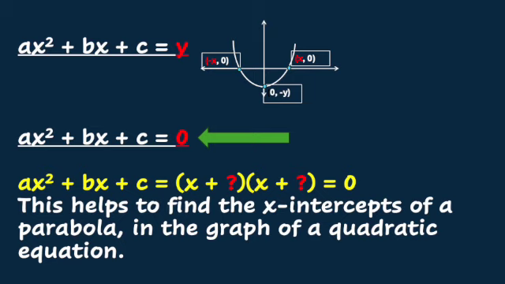So we put ax squared plus bx plus c equal to 0. Instead of y, we put 0. Now our purpose is to factorize the left hand side so that we can find the x-intercepts of the parabola. So what we do is we write ax squared plus bx plus c as x plus something times x plus something equal to 0. So we get two factors, and once we factorize the left hand side, it's easy to get the x-intercepts of the parabola in the graph of the quadratic equation.